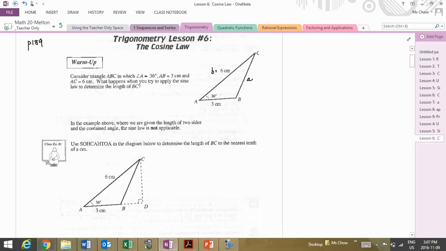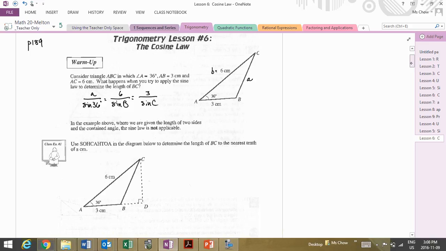So if you start trying to fill in the sine law, we end up with something like a over sine of 36 degrees is equal to 6 centimeters over sine of B is equal to 3 centimeters over sine of C. And so we don't have any of the ratios completed, we don't have any of the pairs, and therefore we cannot use the sine law.